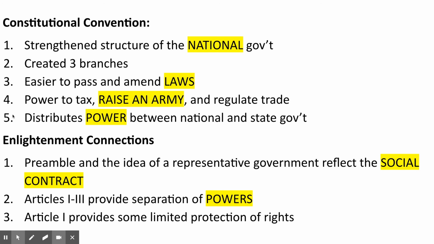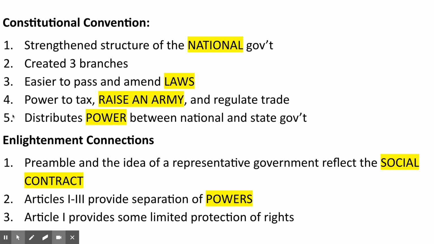Okay, we make it so the U.S. government can tax. We make it so the U.S. government can raise an army. We make it so the government can regulate trade. Again, giving the federal government more power to the national. Okay, and then we also make sure that states know their powers. So we have, okay, here's powers that the national government has. Here are powers that the state government has.